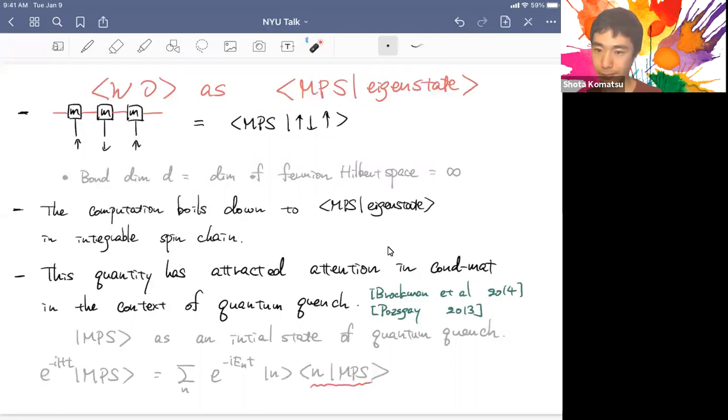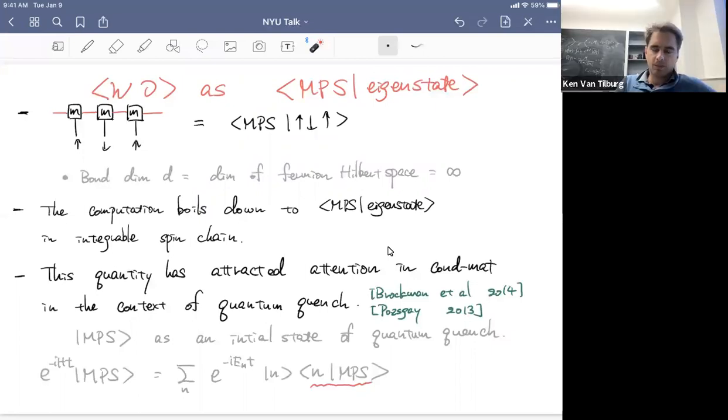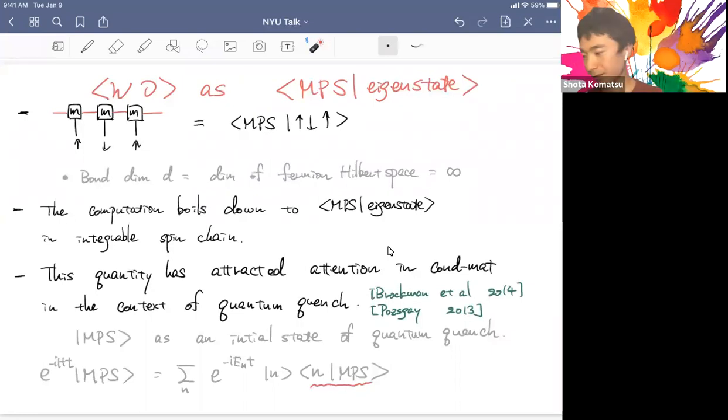Any other question? I see Ken. Yeah. So what are some angles of attack you have on non-supersymmetric Yang-Mills theory, like QCD? How do you approach theories without supersymmetry?